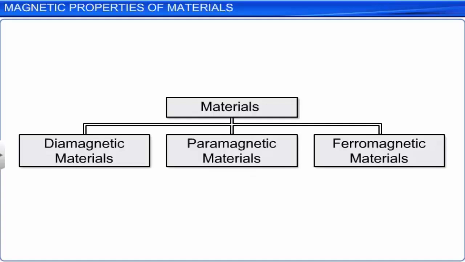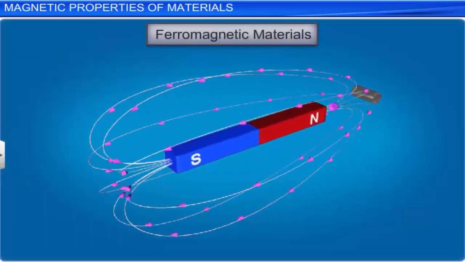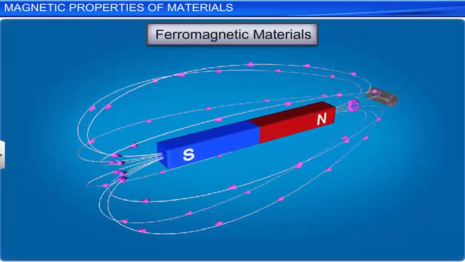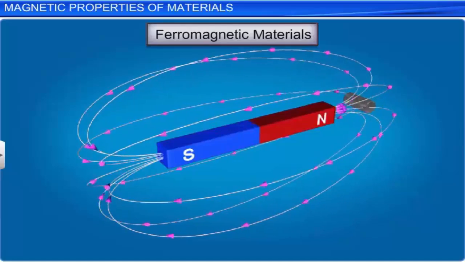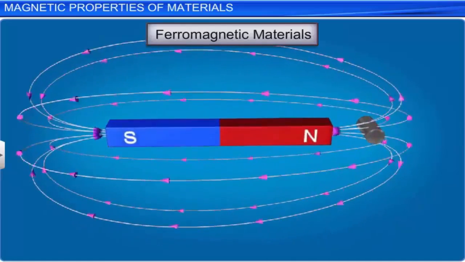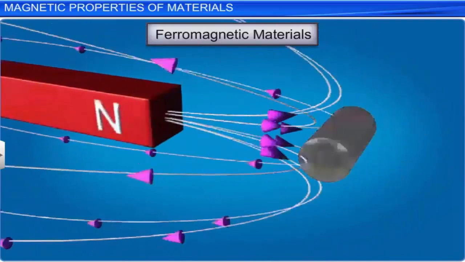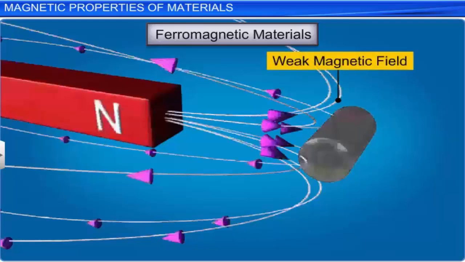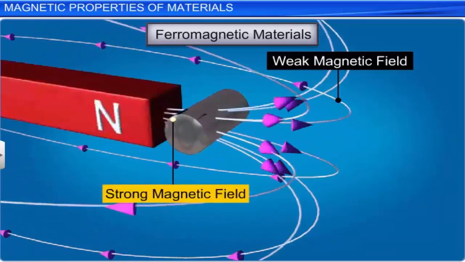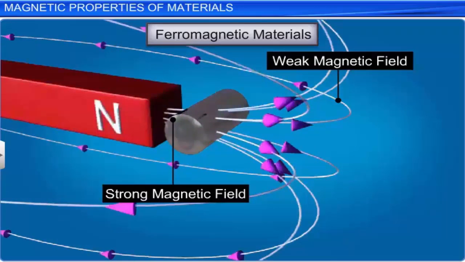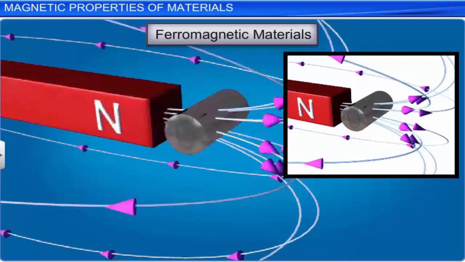Let us now discuss ferromagnetic materials. Ferromagnetic materials are the materials that are strongly attracted by magnets. When a bar of ferromagnetic material is placed in a non-uniform external magnetic field, it has a strong tendency to move from a region of weak magnetic field to a stronger magnetic field. And the field lines are highly concentrated inside the ferromagnetic material.